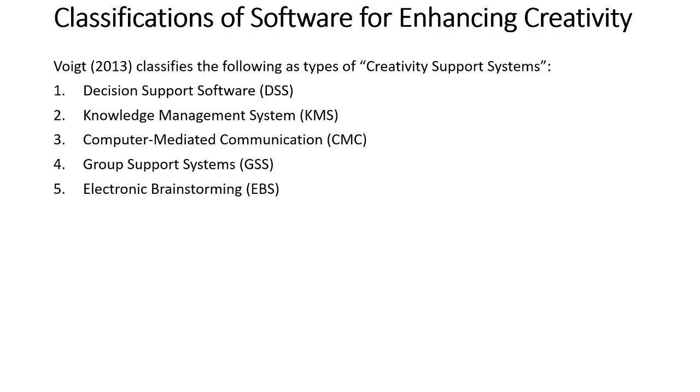So the 5th classification is known as electronic brainstorming. Electronic brainstorming is somewhat similar to the brainstorming you may be familiar with, where you are typically face-to-face with a group of other people and you can each contribute ideas. Electronic brainstorming is also something which is usually completed as a group.